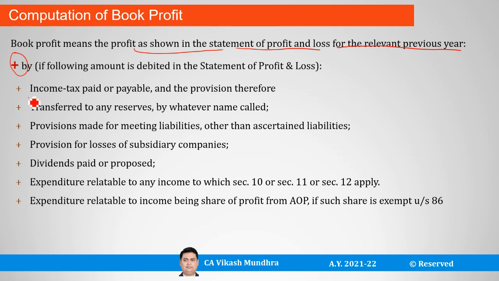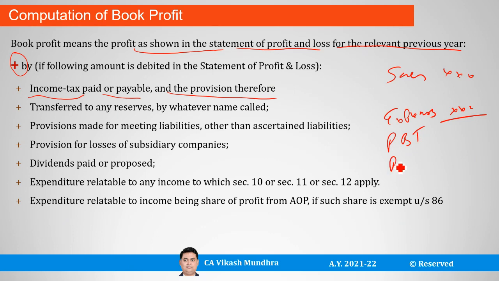First one, income tax paid or payable and the provision therefor. If you made any provision for income tax, it will be reflected in your PL account as provision for income tax. You just prepare your PL like this: sales, expenses, profit before tax, now provision for tax, and the resulting figure is your profit or loss. You are starting from this. You are required to add back whatever provision for income tax you have made. That will increase your profit. Income tax paid or payable and the provision thereof.